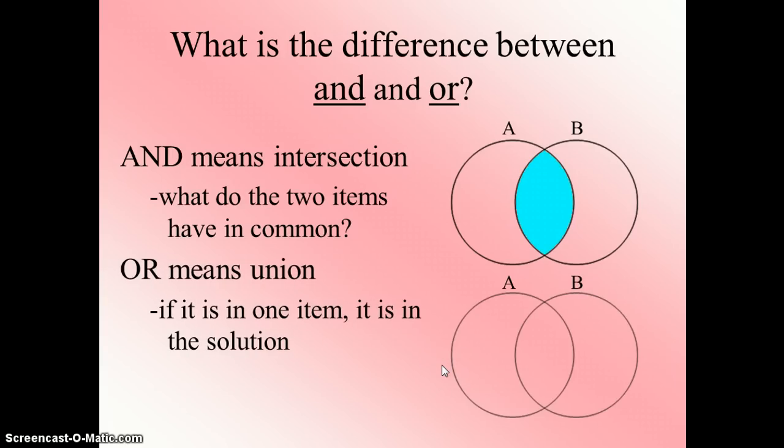"Or" means a union. If it's in one item, it is in the solution. Okay? So "or" means it could be both of them, any of them. When we're looking for "and," we're looking for just the specific space here. When we're looking for "or," we can use any of them.